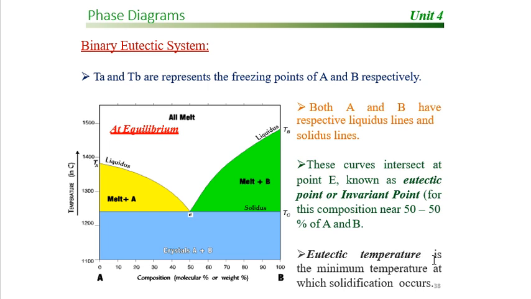Now see, go to the definition. Eutectic temperature is the minimum temperature at which solidification occurs. Remember, if you increase the temperature by 1 degree Celsius, it will be completely melted.